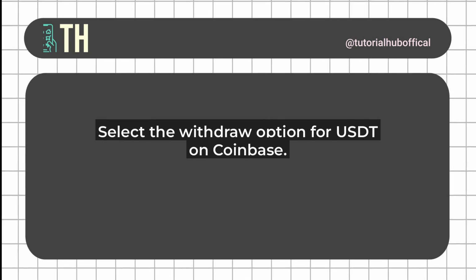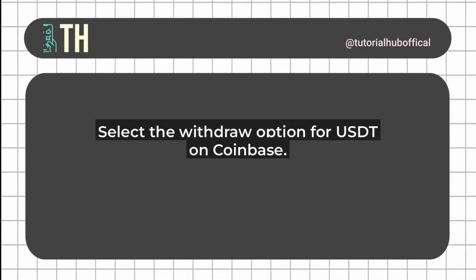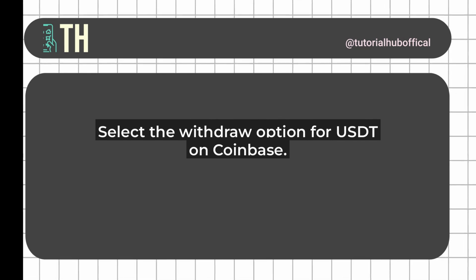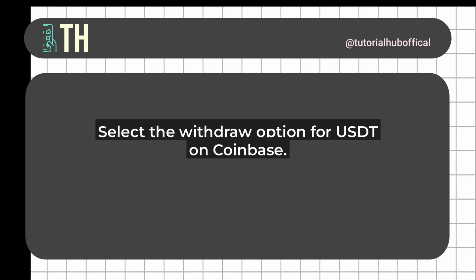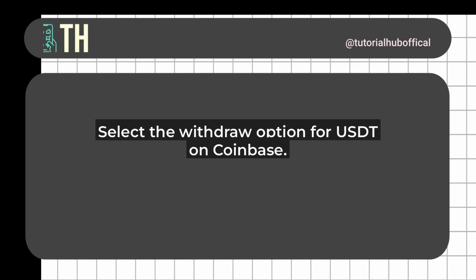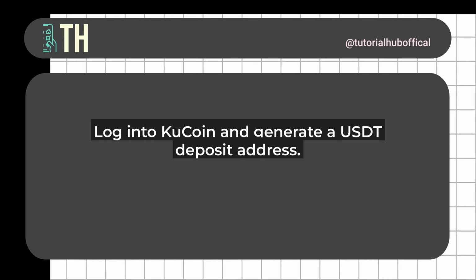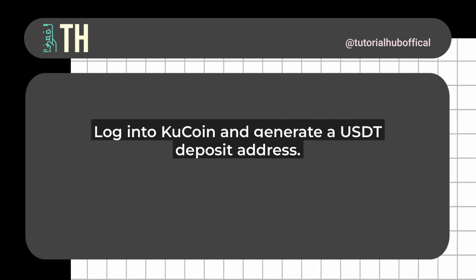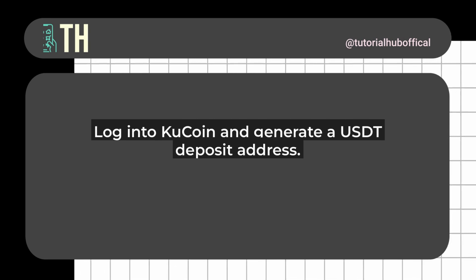First things first, make sure you have accounts on both Coinbase and KuCoin. Log into your Coinbase account and head to the dashboard. Find your USDT wallet. It's usually under your assets list. Once you're there, select the option to withdraw USDT. This will open up a form where you'll need to enter the destination details.